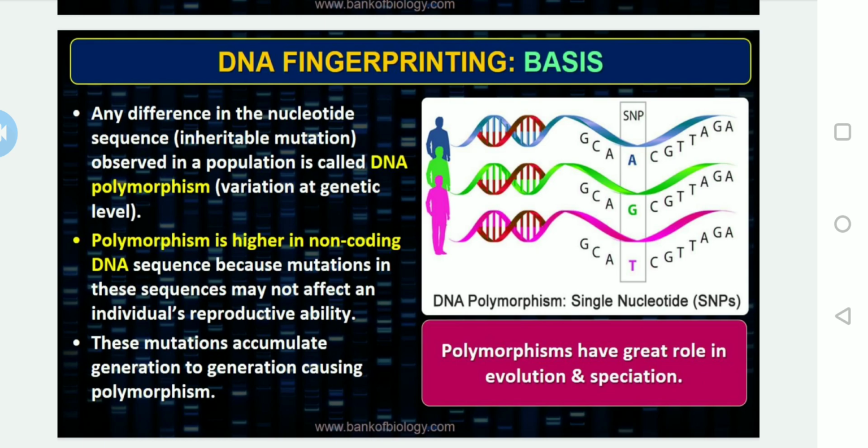So if you see, there are different types of males or females in the society, how they are all different from one to another. So this is because of the polymorphism. Okay, poly means many, morphism means the morphological structure.